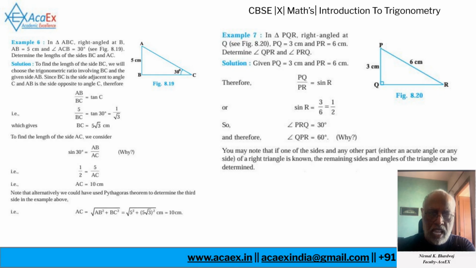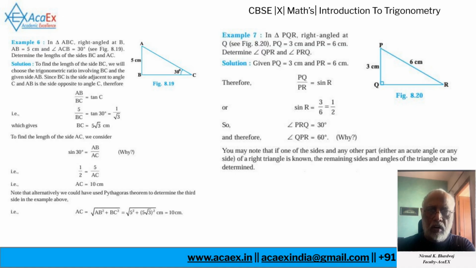Examples with specific angles. Example 6. In a right triangle with one side of 5 centimeters and an angle of 30 degrees, find the other sides. Using the tangent of 30 degrees, we find the length of side BC to be 5 times the square root of 3 centimeters. Using the sine of 30 degrees, we find the length of the hypotenuse AC to be 10 centimeters.